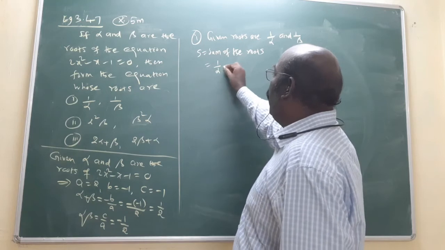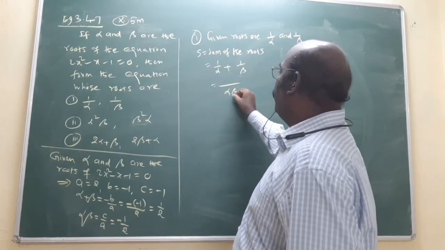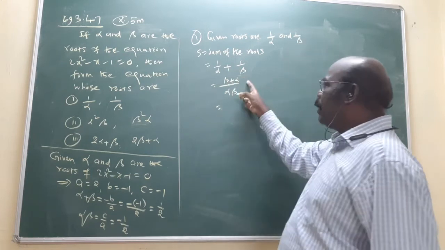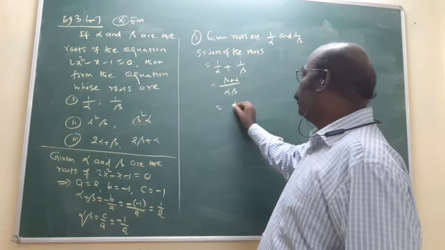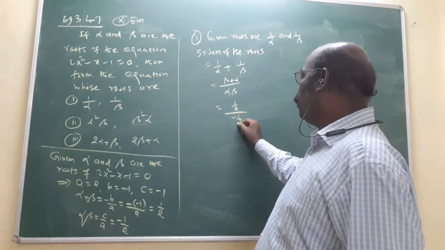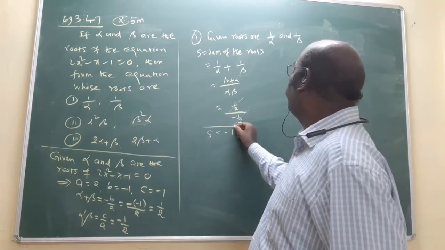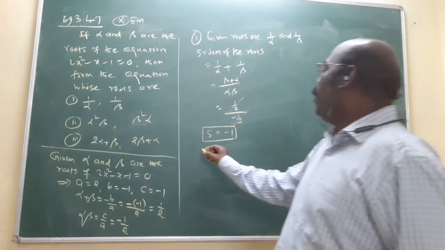1 by alpha plus 1 by beta. Okay. Now take LCM. Cross multiply: beta plus alpha. Now beta plus alpha or alpha plus beta, both are the same. Already found out, 1 by 2, divided by alpha into beta, minus 1 by 2. Both will be cancelled. That is minus 1. Am I right? Next one, P.